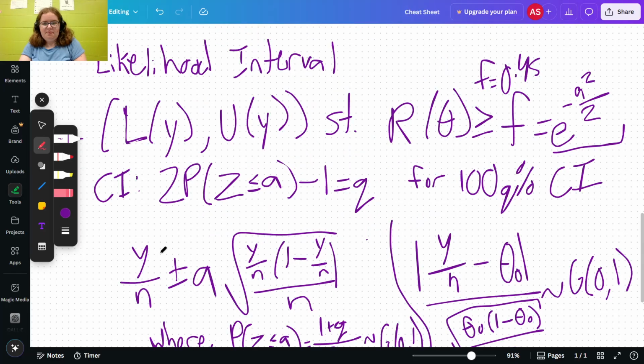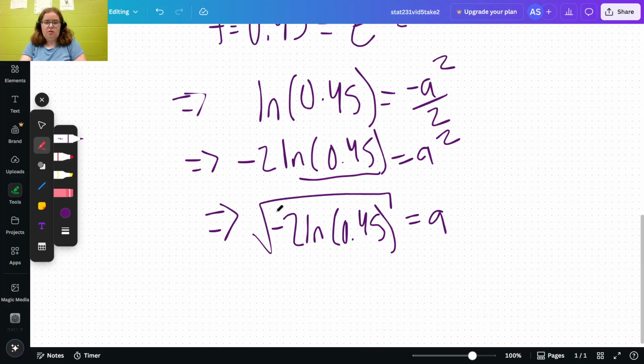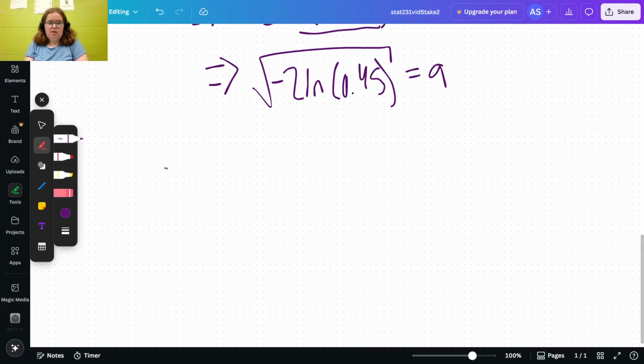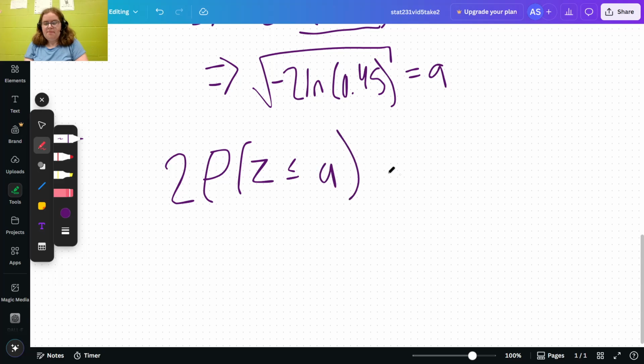So that's step one. Step two is now we have to actually compute what kind of confidence interval we're using, so this 100Q%. This is based off of the Gaussian or normal distribution, this probability here. So all we have to do is compute 2 times P of Z less than or equal to this A value, minus 1, is equal to Q for our Q% likelihood interval.